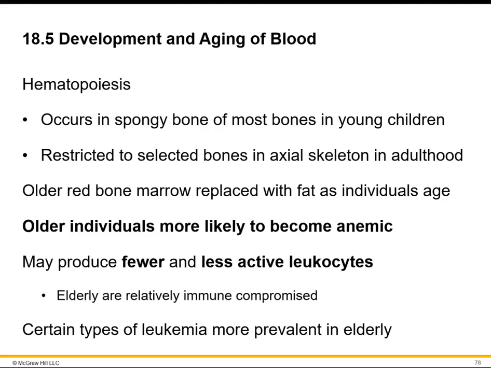They may also produce fewer and less active white blood cells. And that's one of the reasons why the elderly are relatively immune compromised when you compare them to at least younger people. And then we see certain types of leukemia arise more commonly in the elderly.